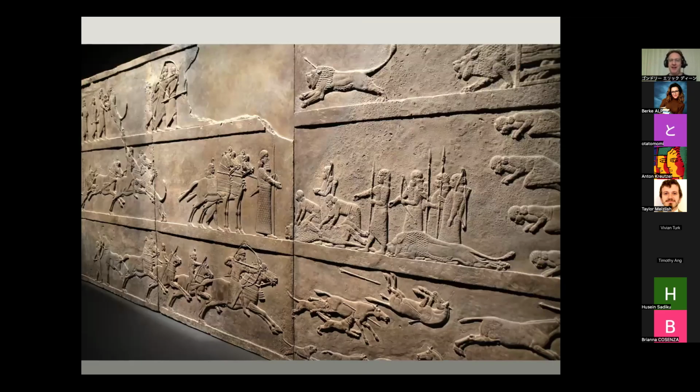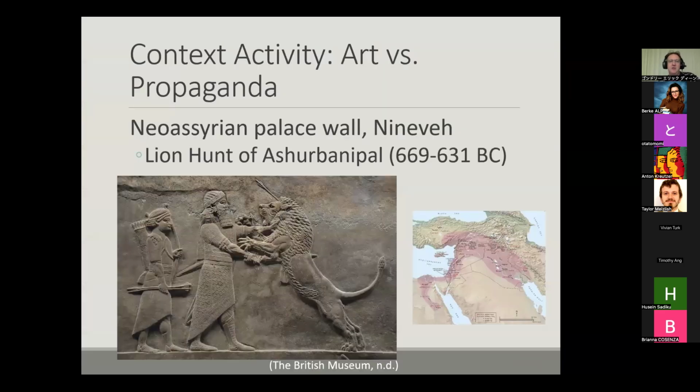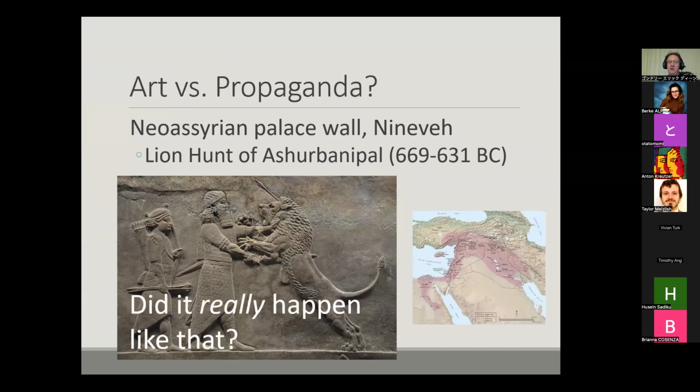Another example of historic artwork that you can use. This is from a Neo-Assyrian palace, and it shows like a sequence of events. And this is called the Lion Hunt of Ashurbanipal. It's on display in the British Museum. And one of the panels shows King Ashurbanipal of Assyria stabbing a lion through the heart with a sword. And so you can ask students, did it really happen that way? Because that's pretty cool, right? Or is it just made up to make them look really cool? And so, did it really happen like that?